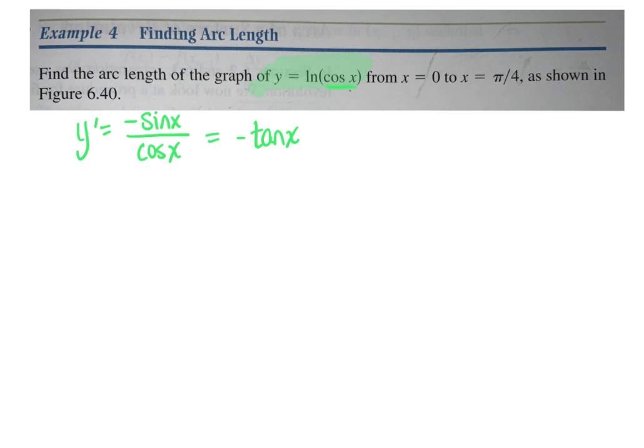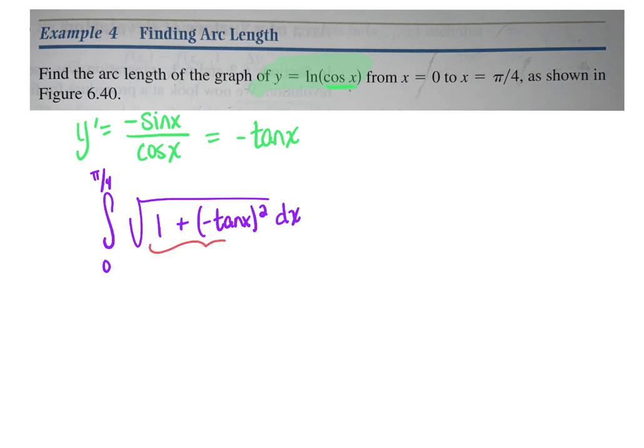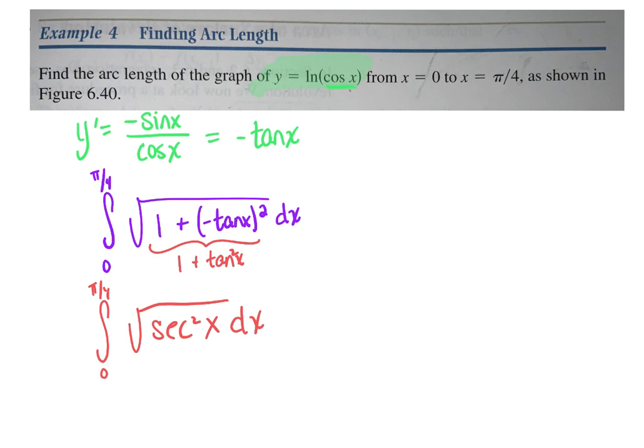So that's what I'm going to plug into my formula. They told me it was from 0 to pi over 4, and I'm going to say 1 plus my negative tangent of x, squared. This should look familiar: 1 plus tangent squared. What is 1 plus tangent squared? It's a Pythagorean identity: secant squared. So I really have the integral from 0 to pi over 4 of the square root of secant squared. Well, that makes my life so much easier, because it's really just secant of x. The square root of a square is just the function.